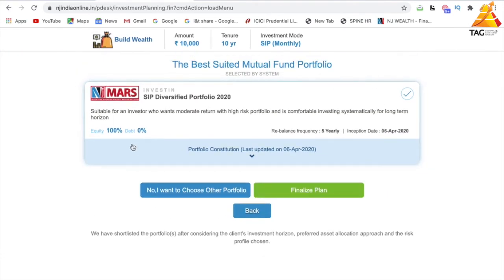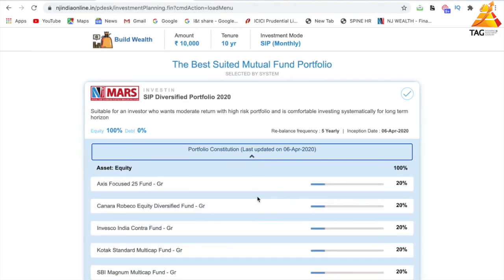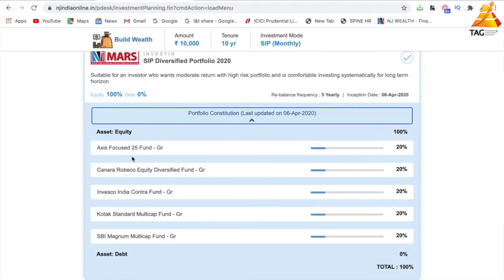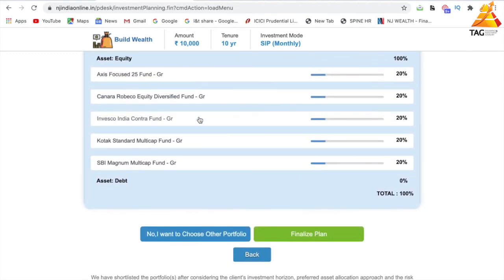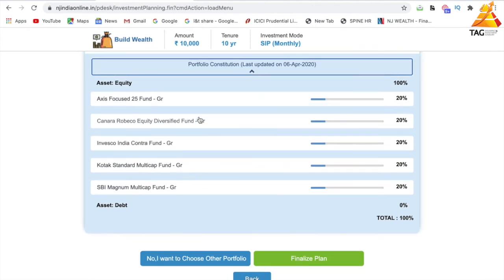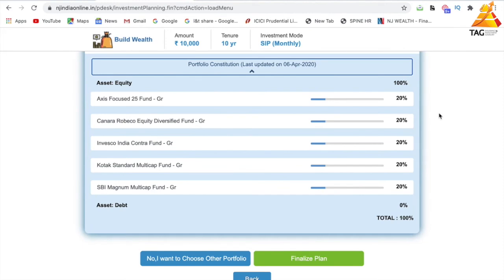And move ahead. In a diversified portfolio, it's 100% equity. The rebalancing happens every 5 years because we strictly believe that in a SIP, when you are contributing on a monthly basis, one needs to review and monitor regularly, but at the same time we rebalance every 5 years. This is the portfolio constitution as of now, which consists of Axis Focus 25 Fund, Canara Robeco Equity Diversified Fund, Invesco India Contra Fund, Kotak Standard Multicap Fund, SBI Magnum Multicap Fund. These are the 5 funds which we have chosen under the SIP diversified portfolio. Once this gets finalized, your money is invested into these 5 schemes. If you are investing 10,000 rupees, 2,000 rupees each goes into these schemes.